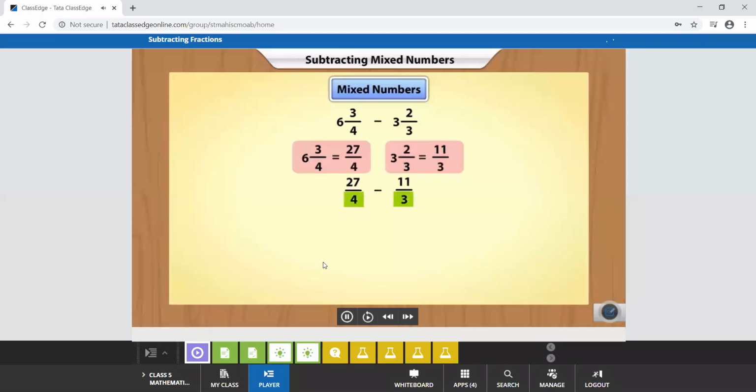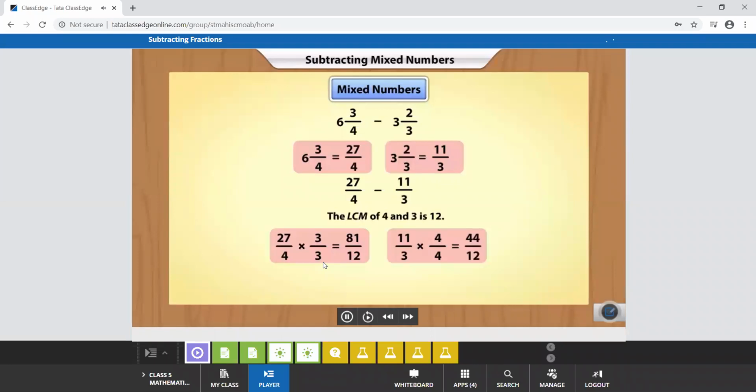Since they are unlike fractions, let's find the LCM of the denominators to convert them to like fractions. The LCM of 4 and 3 is 12. So, expressing 27 by 4 as 81 by 12 and 11 by 3 as 44 by 12, we now have like fractions that can be easily subtracted.